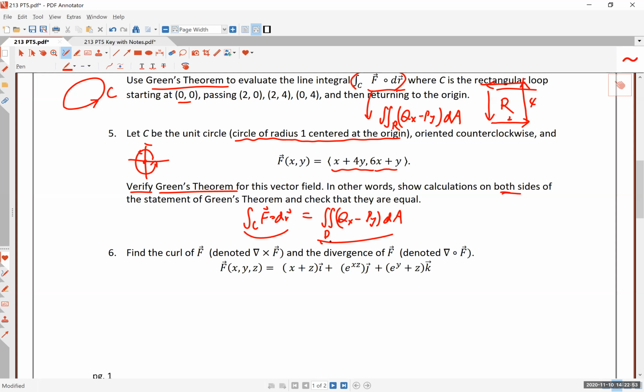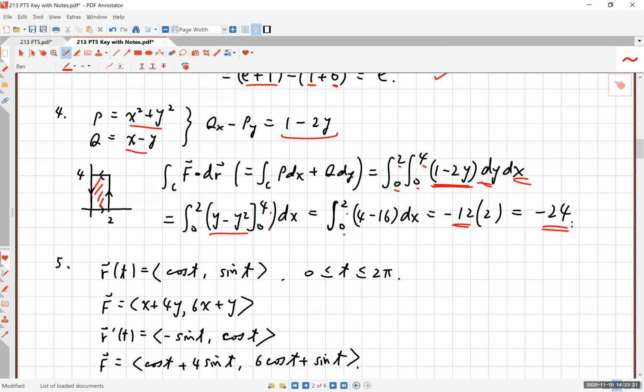Okay, so let's go ahead and do that. I have this unit circle. You know how to parameterize the unit circle. This side is going to be, well, this is my P, this is my Q, but Qx minus Py looks like a really easy expression. That's 6 minus Py, which is 4. Ooh, that's 2. So you know this side is really simple. It's 2 times the area of the circle, which is pi, right? Okay, so let's look at the answer for number 5.